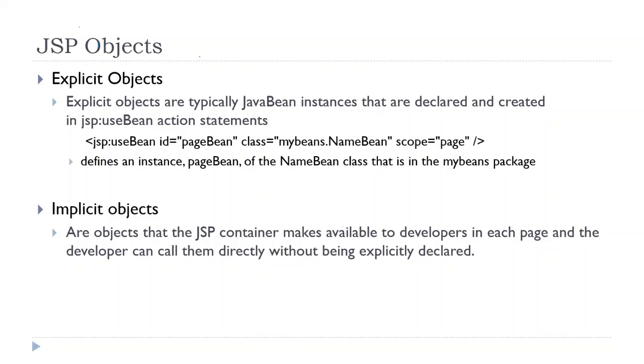In this video, we will talk about JSP objects. There are two types of JSP objects: explicit objects and implicit objects. We have already seen implicit objects in detail. These are the objects that the JSP container creates itself, and they are made available to us so that we can use them on each JSP page directly without creating them explicitly.